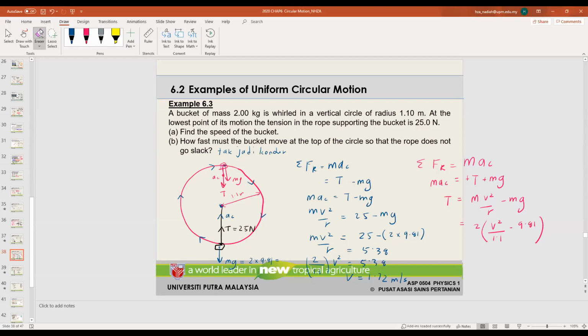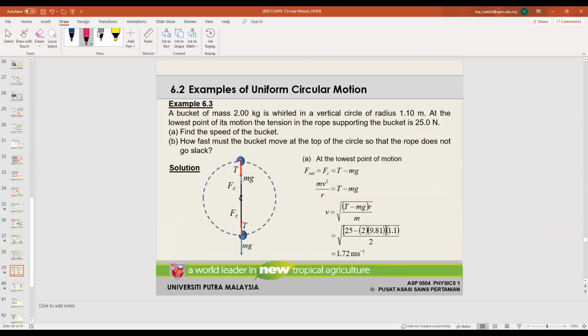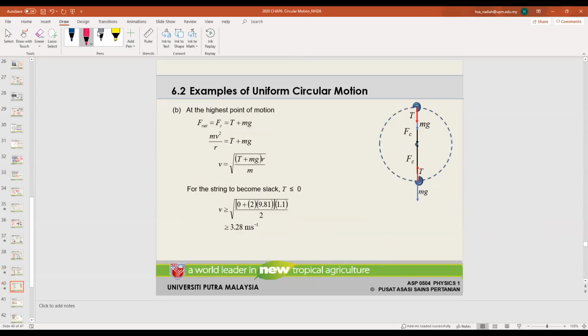Betul. Betul. Tadi pun I hentam only. But I think it's right. Sebab your tension does not change when you, right? Does it change? No, it does not change. Okay, so let's see. Betul tak jawapan dia? Did we equate? Yep, it equated T to 25. That is at the lowest. Sekejap.